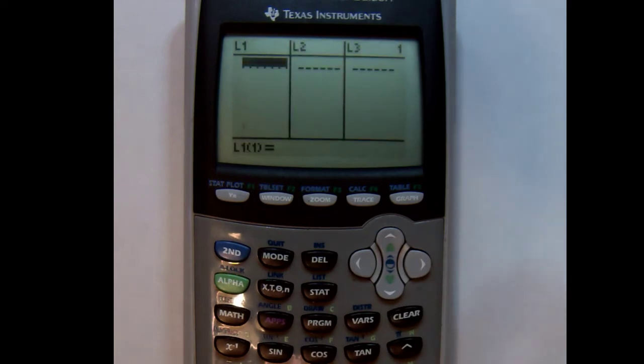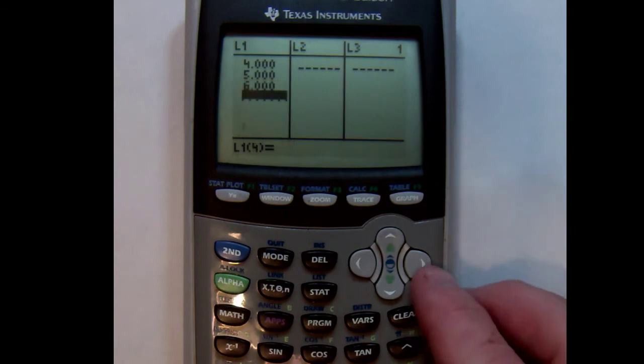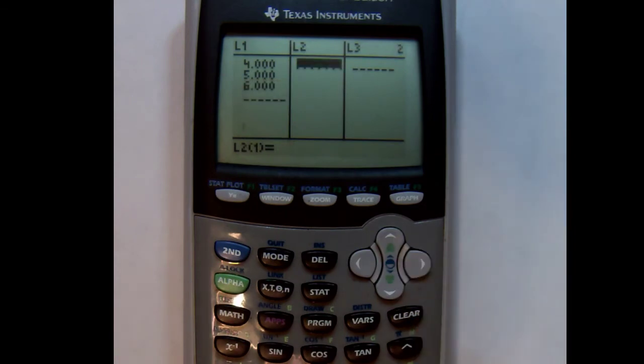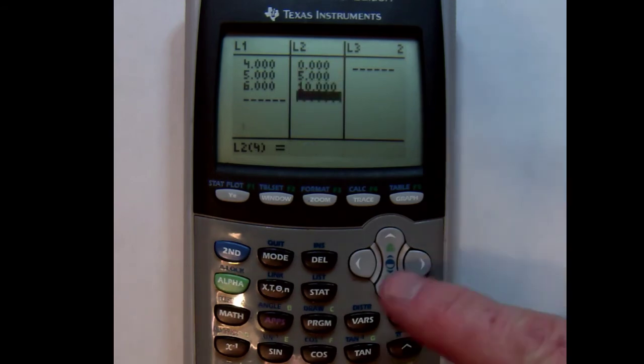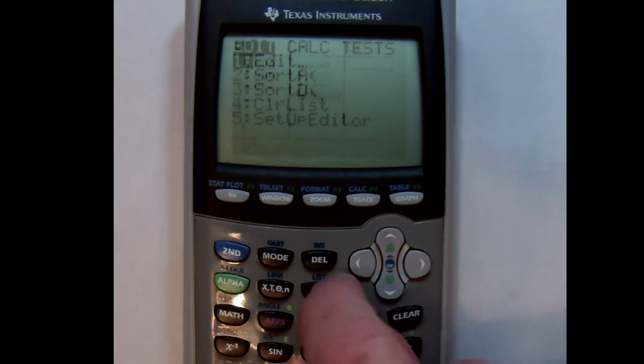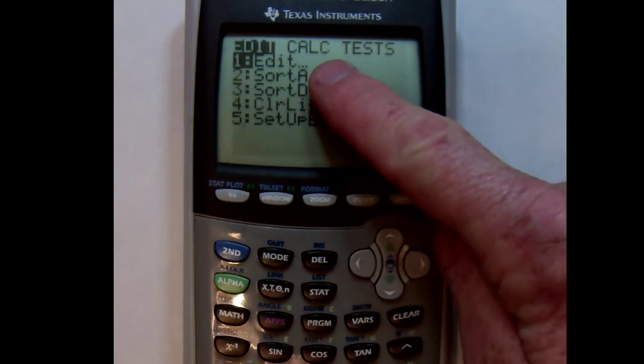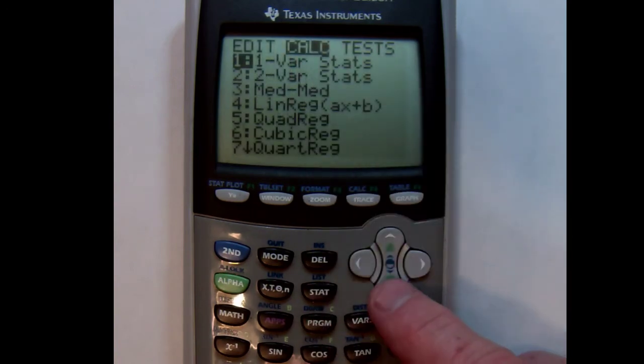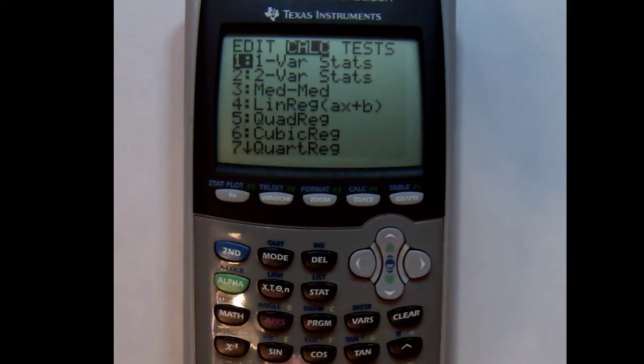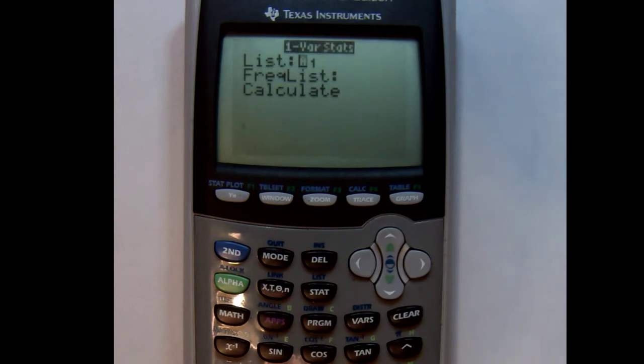So now I'm going to enter the data. One person was Jack, had a 4, a 5, and a 6. And then I'm going to use the other list for Jill, 0, 5, and 10. Then go back to the Stat key, and this time move over to Calculate. And we're using the very first one, 1-Var Stats. So either hit Enter or the number 1.